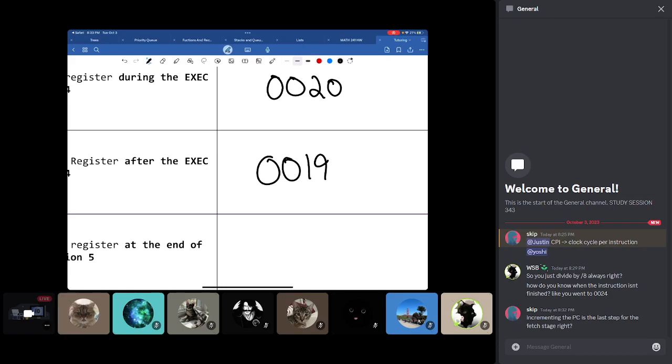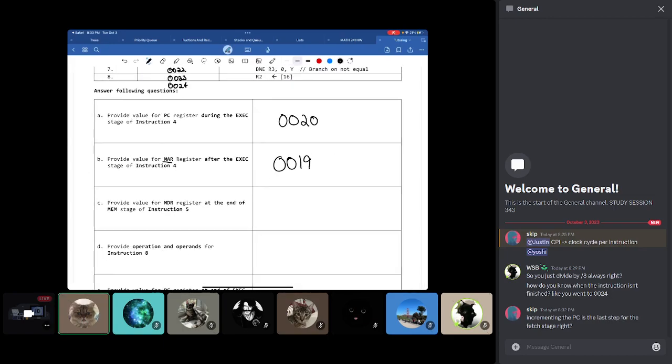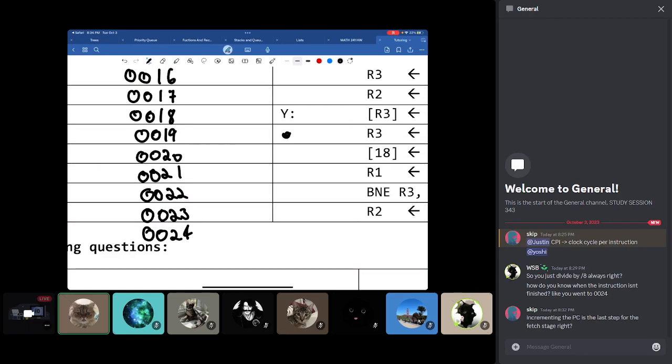0019. Because during the fetch stage, we put the value in PC into MAR, set the control to read, head over to main memory, grab that instruction, put it into MDR, then from MDR we put that into IR to be read, and then we increment PC. Just because we increment the PC doesn't change the value that was in MAR. So MAR still holds the instruction that we wanted to execute at that line. And that instruction was 0019.